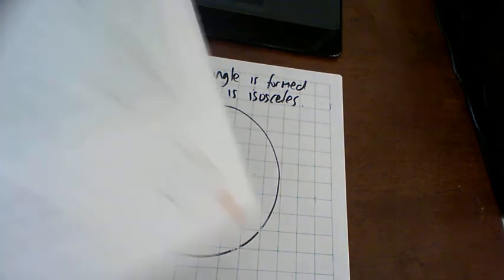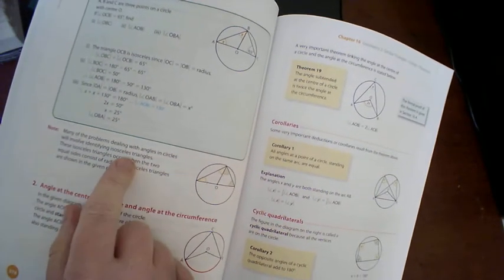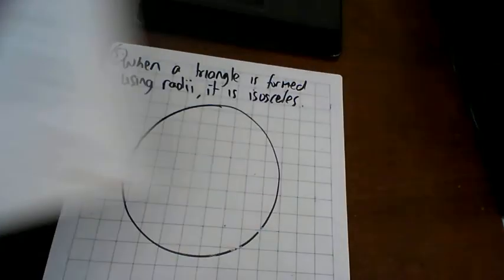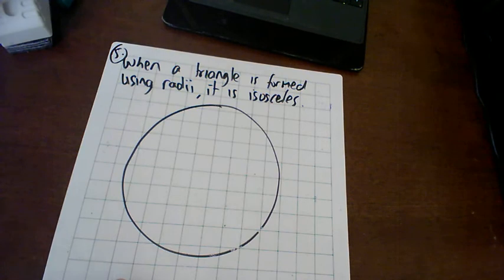It's not specifically stated as being more important than the others, but it was mentioned here, saying, note, many of the problems dealing with angles and circles will involve identifying isosceles triangles. So I've just made a fifth one here. When a triangle is formed using radii, it is isosceles.